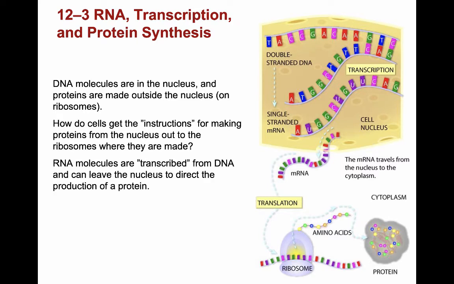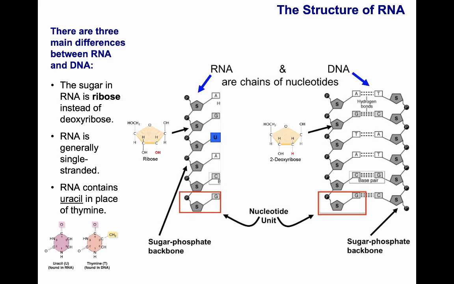And the answer is in another kind of nucleic acid that's called RNA. And we will take a look at RNA and put these pieces together for how DNA and RNA work together to help get us our proteins made out there on the ribosomes. So RNA is a nucleic acid, like DNA. RNA has a lot in common with DNA.